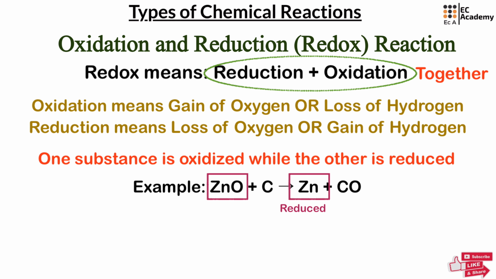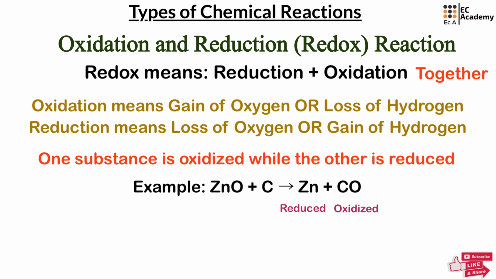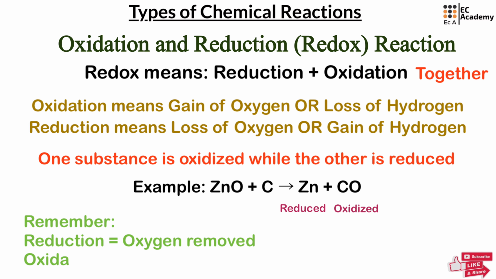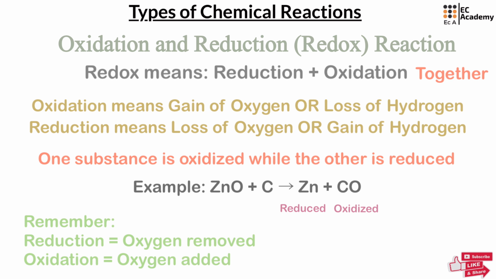So zinc oxide is reduced. Carbon gains oxygen and becomes carbon monoxide. So carbon is oxidized. One loses oxygen and one gains oxygen. Therefore, this is called a redox reaction. Remember, reduction is nothing but oxygen is removed. Oxidation is nothing but oxygen is added.